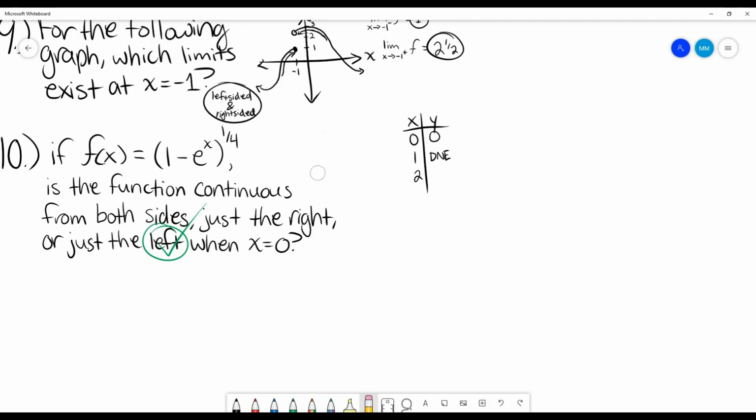And that kind of tells us our answer already, but we're going to go ahead and plug in the 2 anyway, just to double check. And obviously, that's going to get us a bigger number, which means that we end up further in the negatives within our fourth root. So that also does not exist, which tells us that it is not continuous from the right. It is continuous from the left, but because it's not continuous from the right, it's also not continuous from both sides. So it is just continuous from the left.